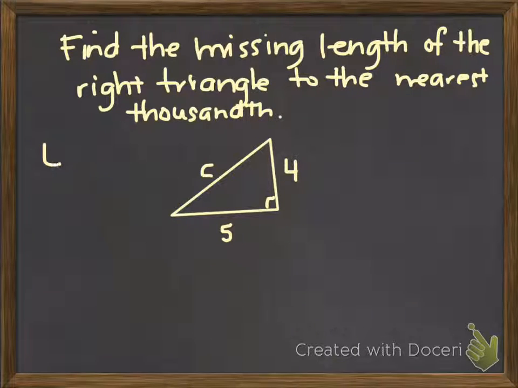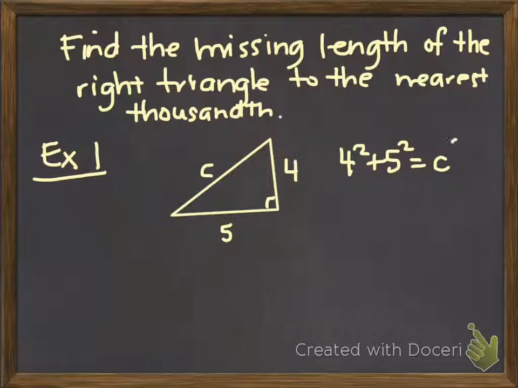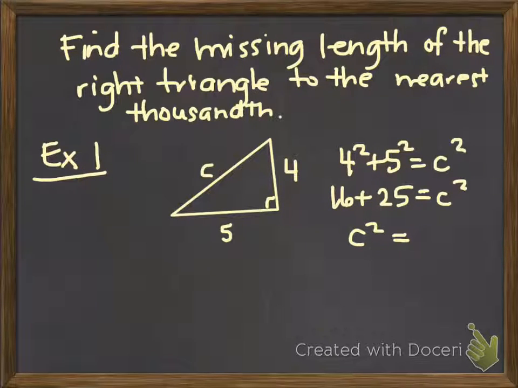We're going to find the missing length of the right triangle to the nearest thousandths. Based on the formula, a squared plus b squared equals c squared. C is the hypotenuse because it's directly across from the 90 degrees. We have 4 squared plus 5 squared equals c squared. 4 squared is 16 plus 5 squared, which is 25, equals c squared. I'm going to bring the c squared to the left side. C squared equals 16 plus 25, which is 41.